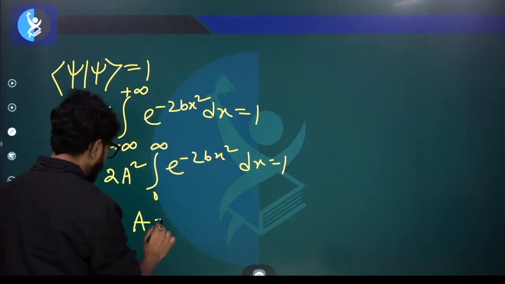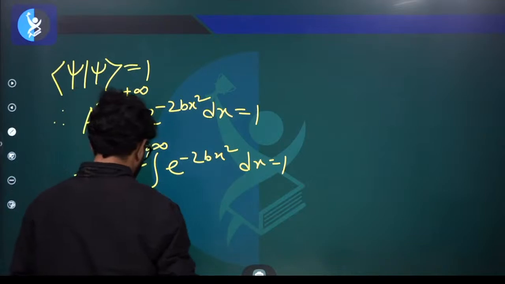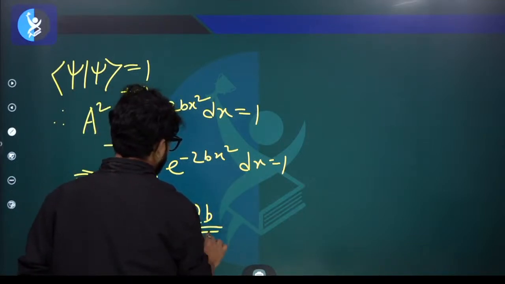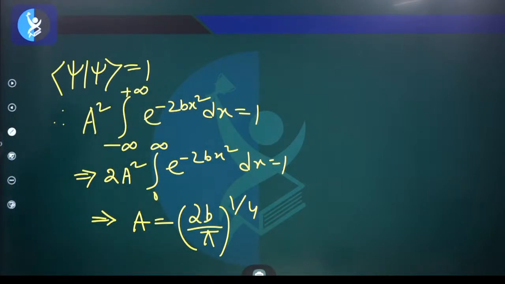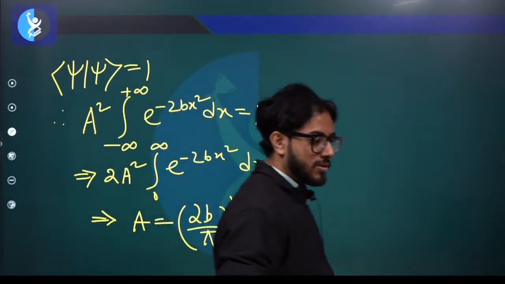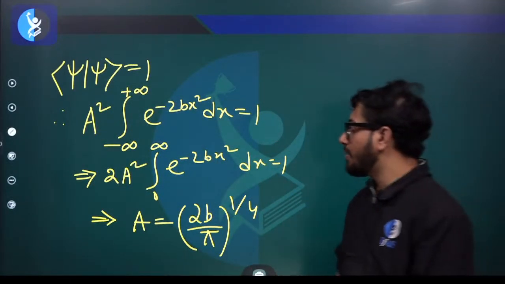So after that, you can solve, and A is equal to what? (2b by pi) to the power of 1 by 4. That's what you get. So this is the value of A. A means the normalization constant.